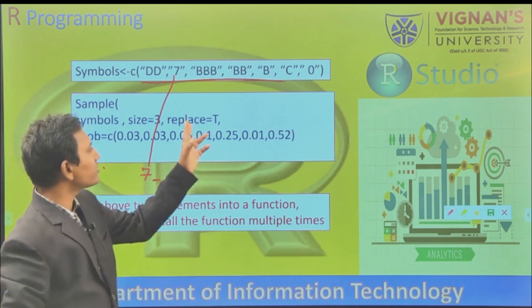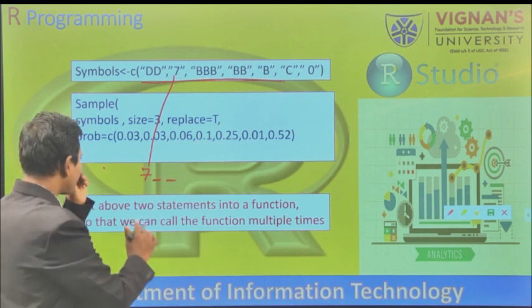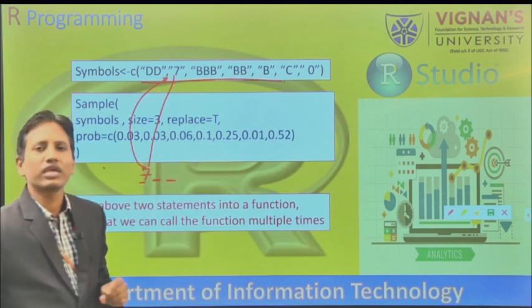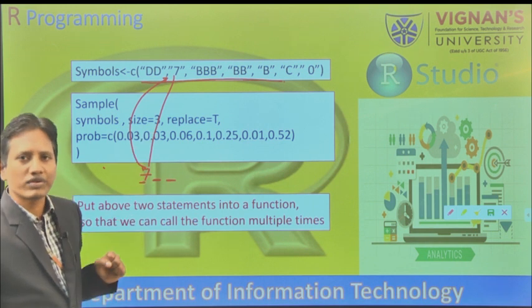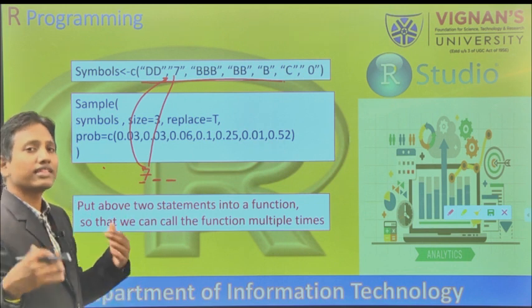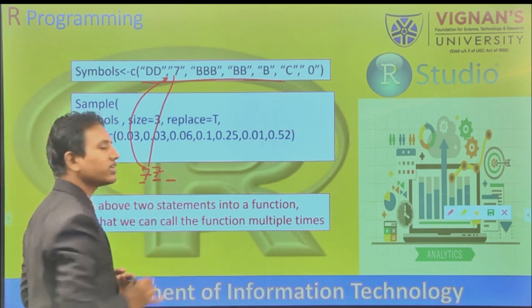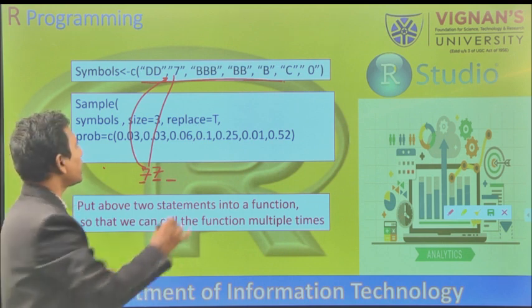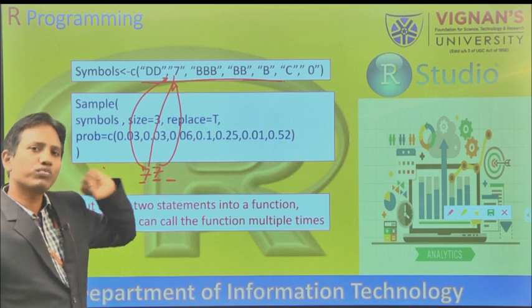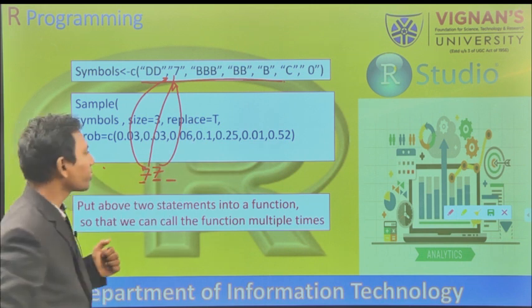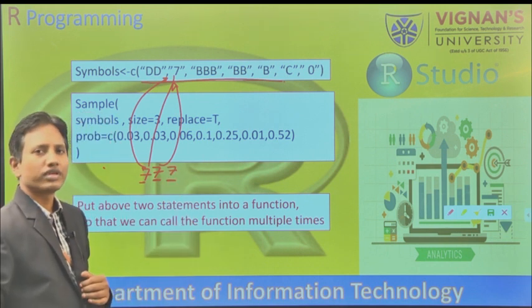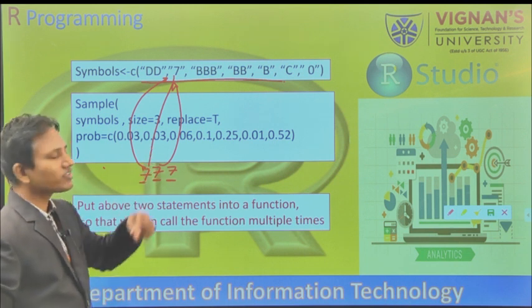If I say replace equal to true, in the sense after selecting the 7, again the 7 is going to be put here and again randomly it is going to choose one value. So when you do it randomly, there is a possibility that you can get the 7 once again. And again it's going to put it back, and from all the symbols it's again going to pick one value, and there is a possibility to get 7 once again. This is possible when you put replace equal to true.